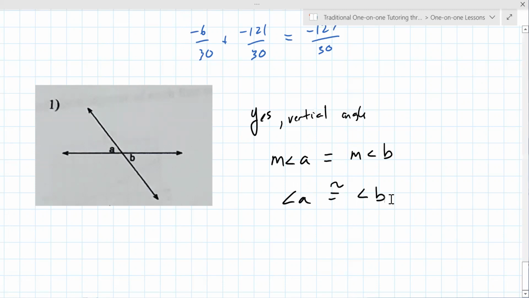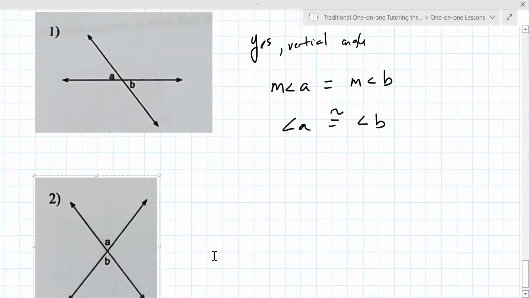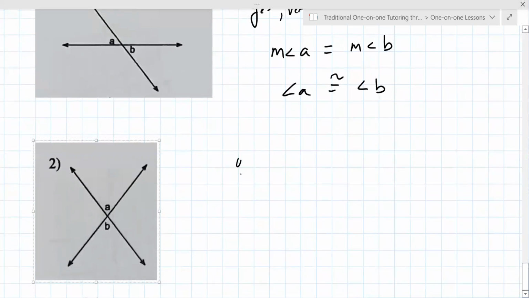So in geometry, generally you have things that are equal or things that add up to something. These are equal because they're vertical angles. So would it just be the same for both of them, for 1 and 2? Yeah, so I'm going to snip in number 2. Sorry, I'm a little slow on that. But yeah, it's actually the same information. Yes, vertical. And I would just say that angle A is congruent to angle B.